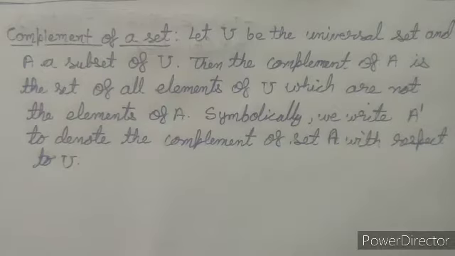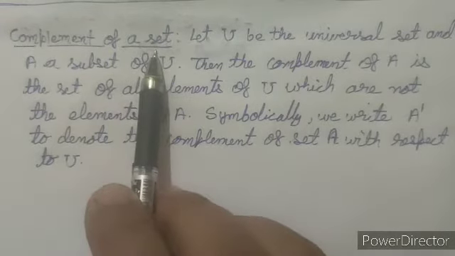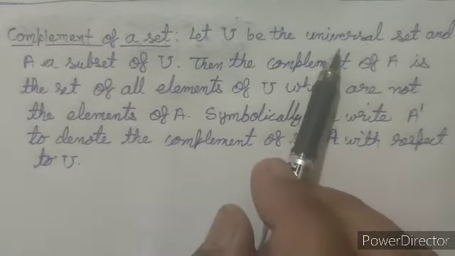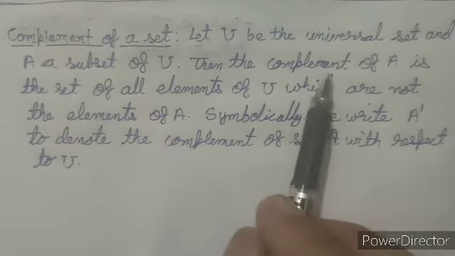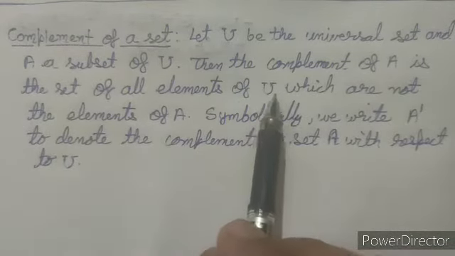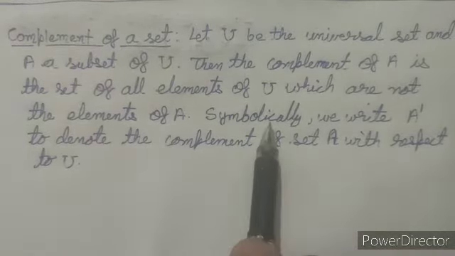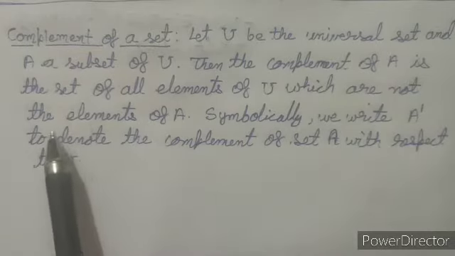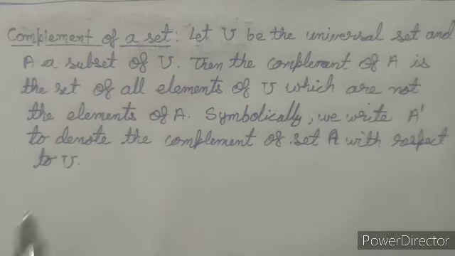Hello students, in this video we will do exercise 1.5 in which we will study about the complement of a set. Now what is the complement of a set? Let U be the universal set and A is a subset of U. Then the complement of A is the set of all elements of U which are not the elements of A. Symbolically, we write A dash to denote the complement of a set A with respect to set U.